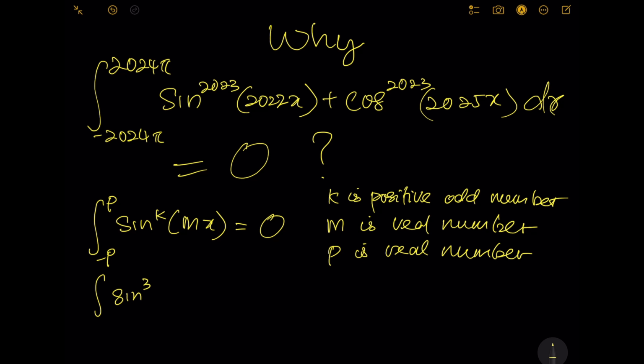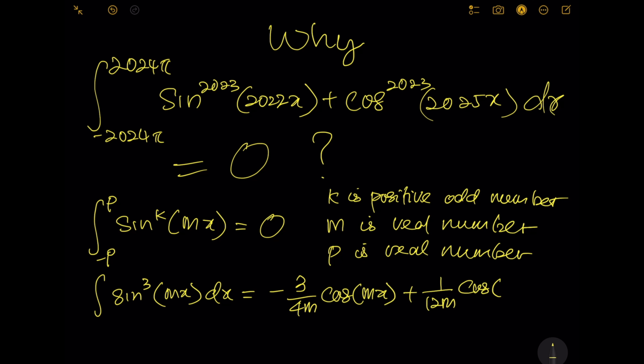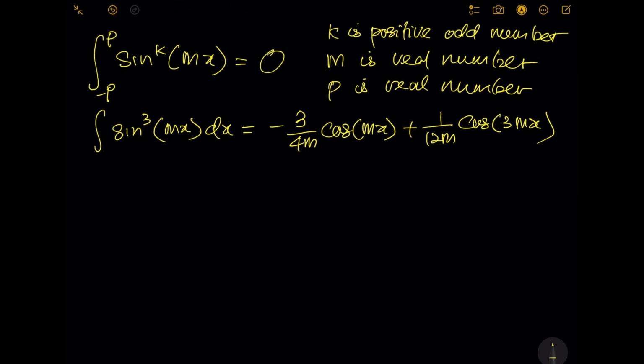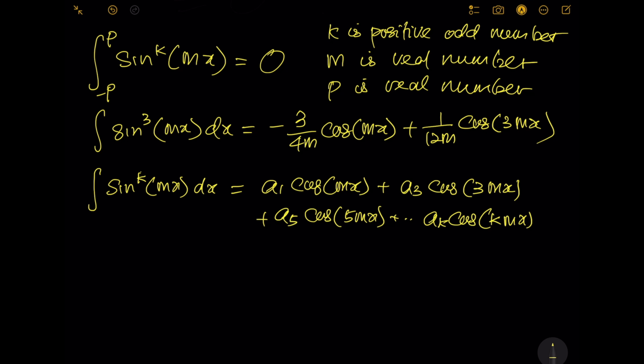In the case that k equals 3, we know the answer of the integration is a constant number multiplied by cosine mx plus another constant number multiplied by cosine 3mx. It can be generalized to any odd number k, which equals a1 multiplied by cosine mx plus a3 multiplied by cosine 3mx and so on until ak multiplied by cosine kmx. Put in negative p and p.